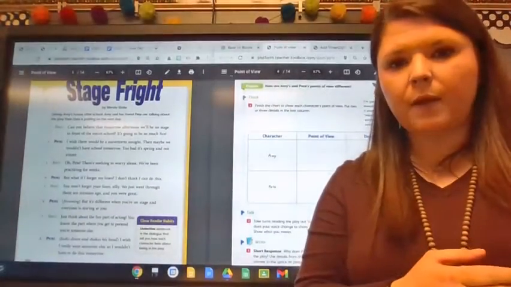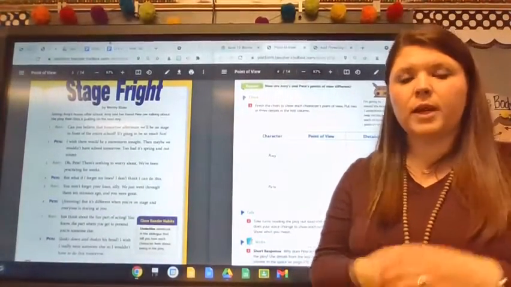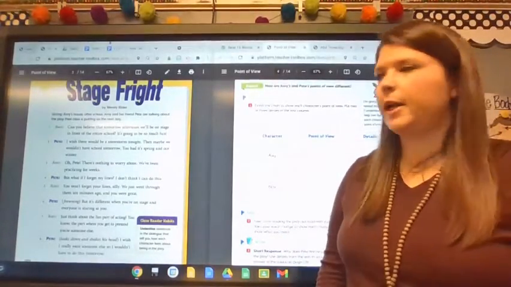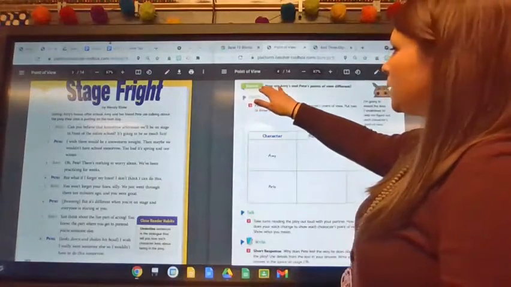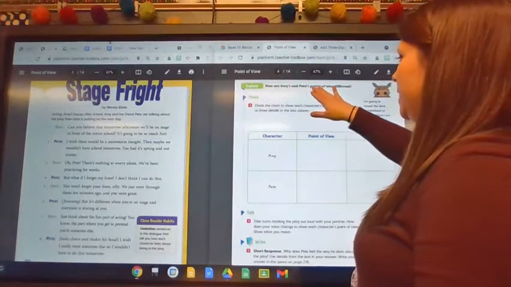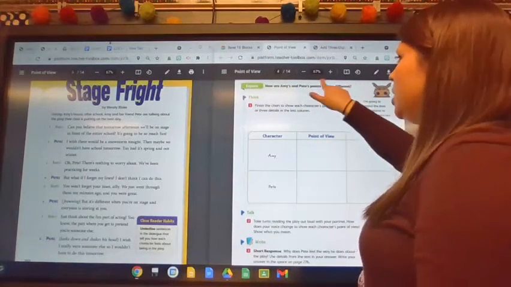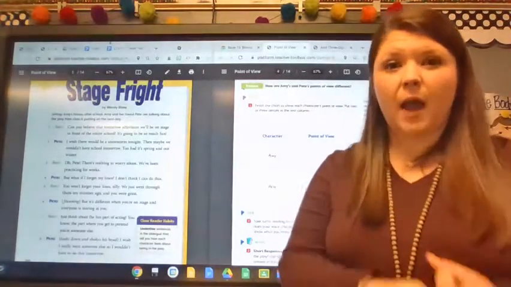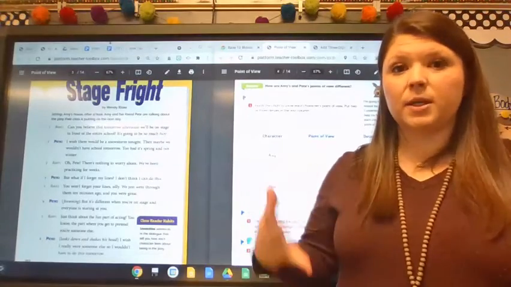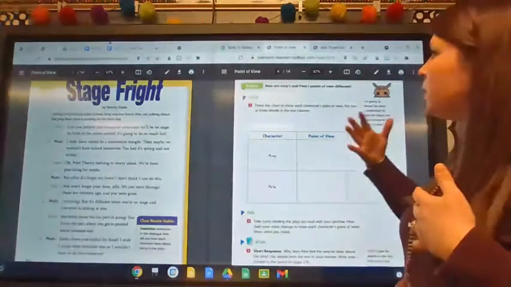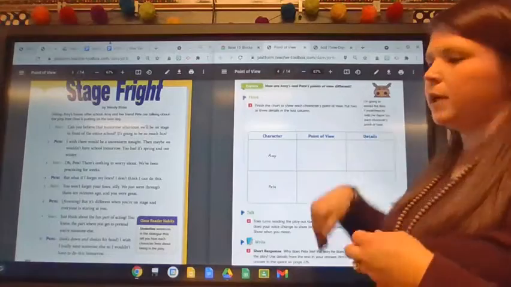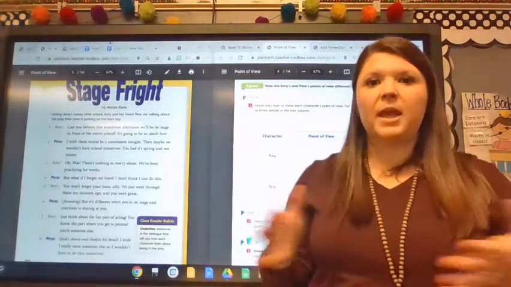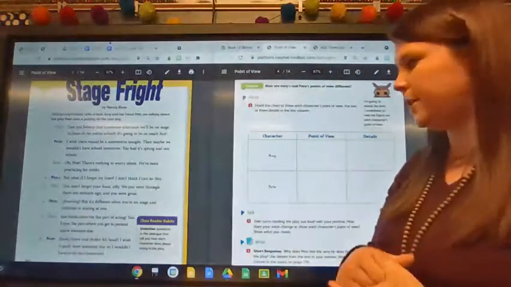All right, now let's go ahead and start with our explore question. After we read it through that first time, now we're going to go back and read it to make sure that we can find the points of view of our characters. So the explore question says, how are Amy and Pete's points of view different? So remember, points of view are what the character thinks, feels, and the actions that they do. That's their perspective, okay? So we first need to find the point of view of Amy and then the point of view of Pete to talk about how they are different.